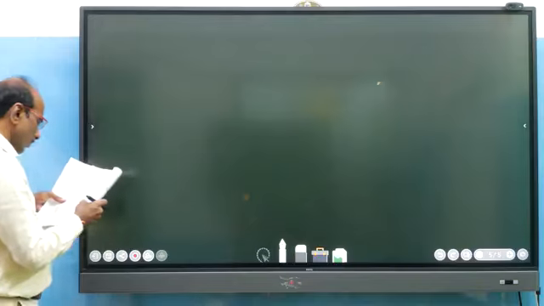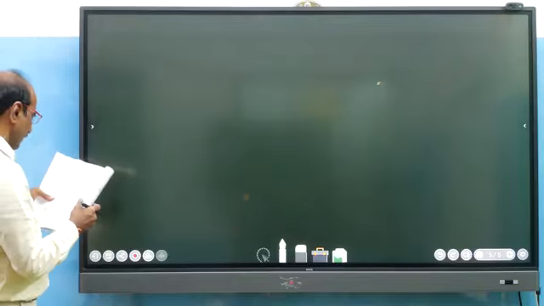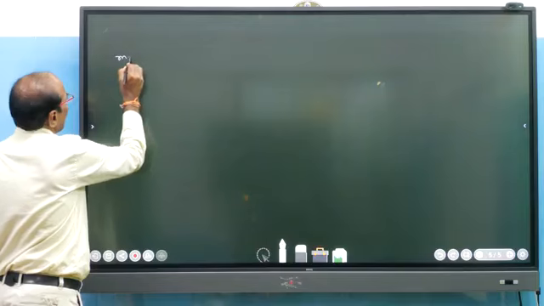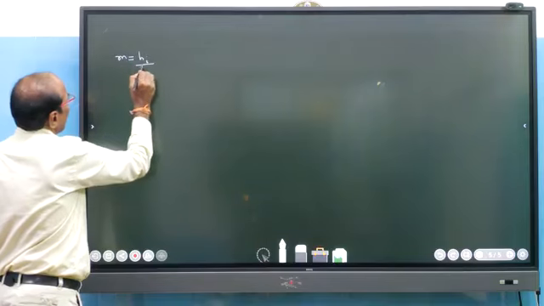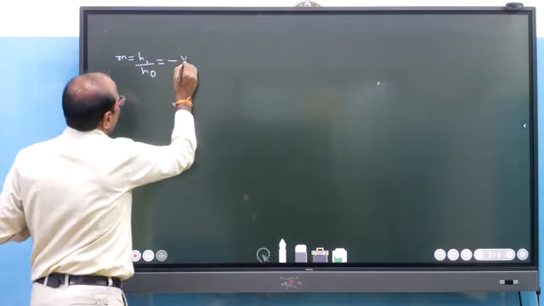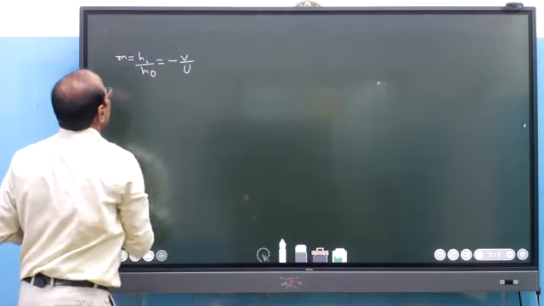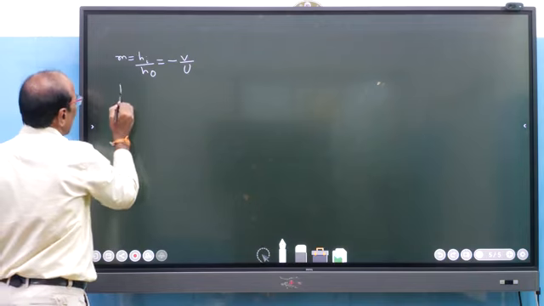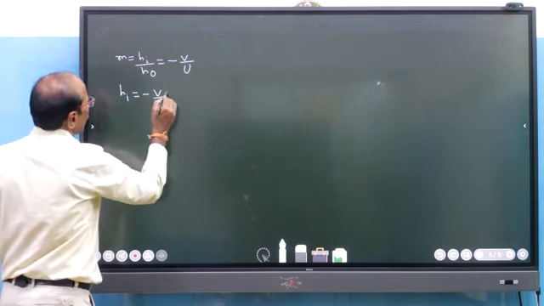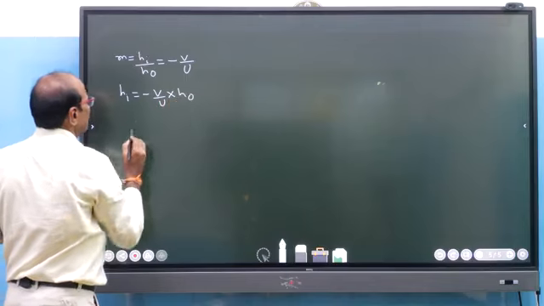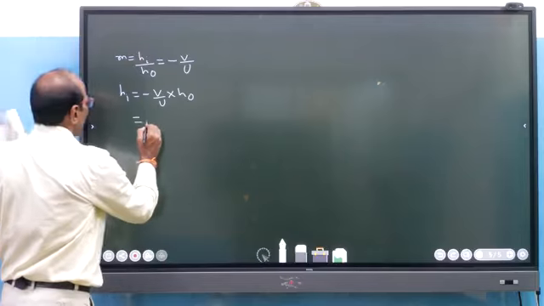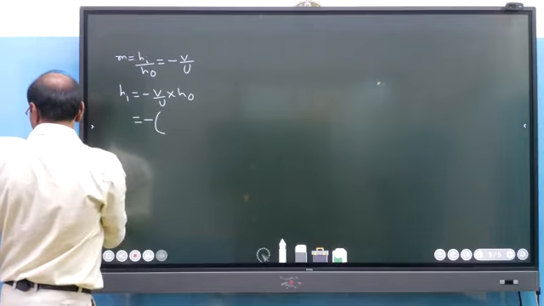Next, you have to find the nature and the size of the image. To find the size of the image, we have to use the magnification: height of the image by height of the object equals minus v by u. So you have to find the height of the image. Height of the image equals minus v by u into height of the object.